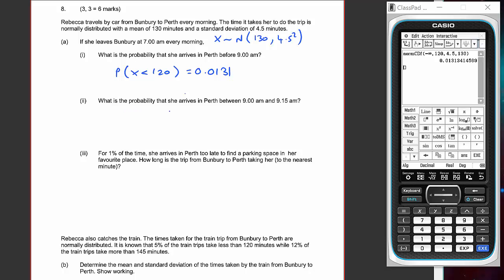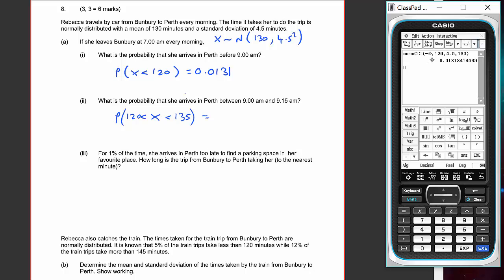And the probability she arrives in Perth between 9 and 9:15. So the 9 is 120 minutes. So that's 120. And 9:15 would be 15 minutes further on. So that would be 135.